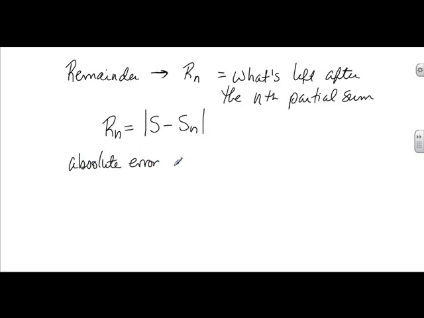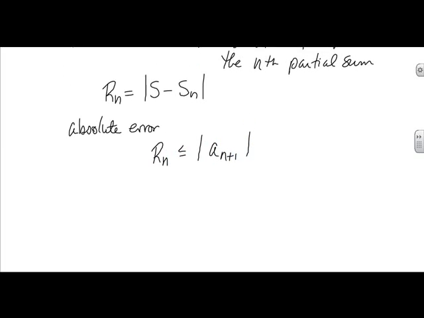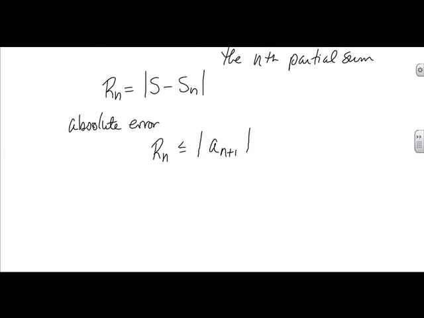We have a theorem in section 8.6 that says that the remainder of an alternating series is always going to be less than or equal to the absolute value of a sub n plus 1. It's going to be less than or equal to the next term after the nth partial sum, the magnitude of the next term after the nth partial sum. So again, not worrying about whether or not it's a positive term or a negative term. The remainder is going to be less than or equal to the first term of the tail. That's another way of thinking about that.